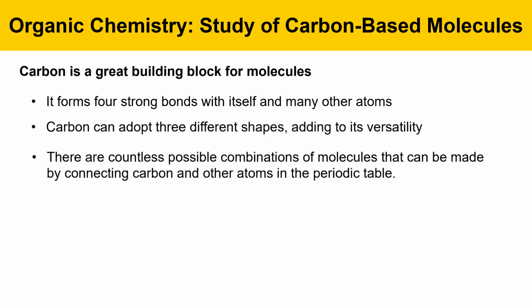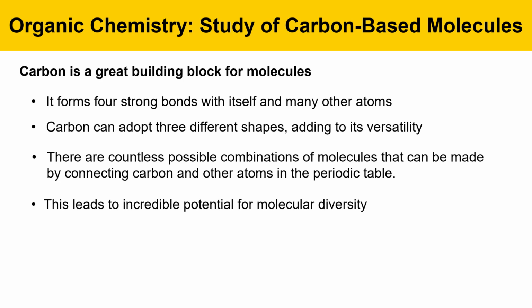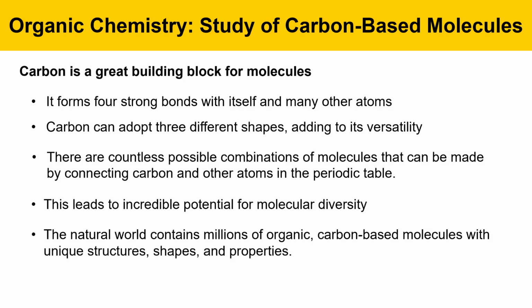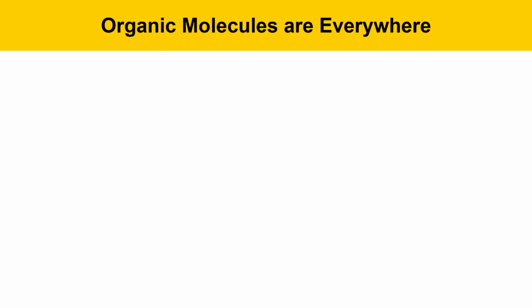And that leads to countless different possible combinations for molecules that can be made by connecting carbon and other atoms in the periodic table. This in turn leads to an incredible potential for molecular diversity, and the natural world contains millions of organic carbon-based molecules with unique structures, shapes, and properties. And in this course, we are going to get an introduction to this type of chemistry and start to learn about these molecules. They are literally everywhere in the world when you start knowing where to look for them.